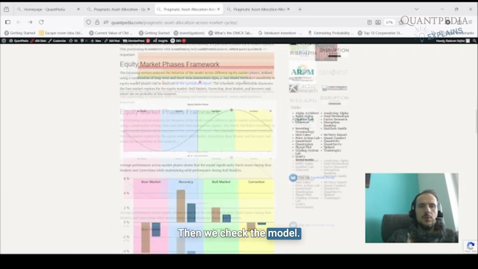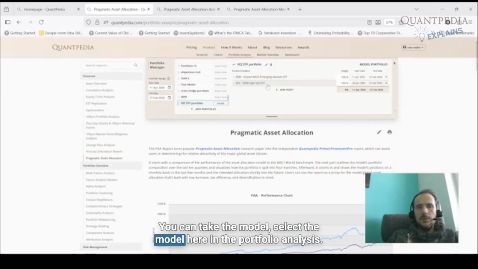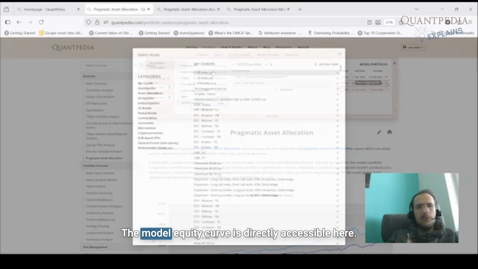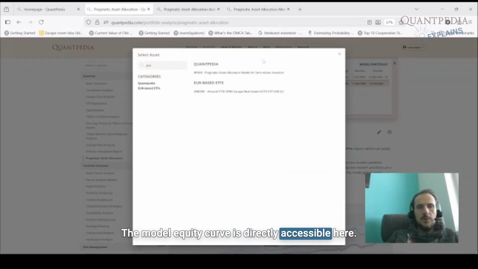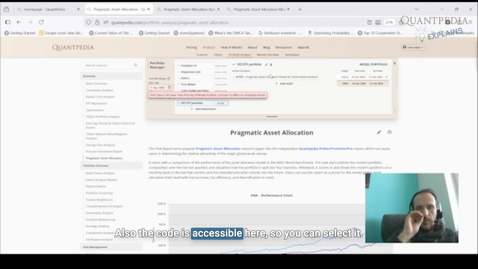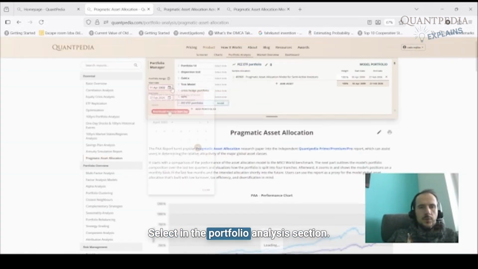Then we check the model. You can take the model, select the model here in the portfolio analysis. The model equity curve is directly accessible here. Also the code is accessible here, so you can select it in the portfolio analysis section.